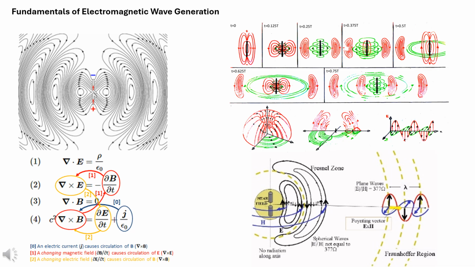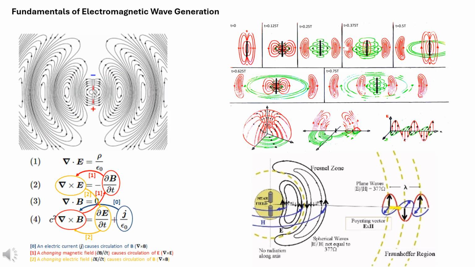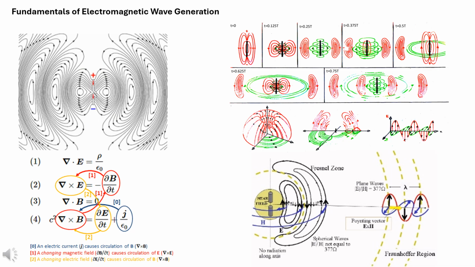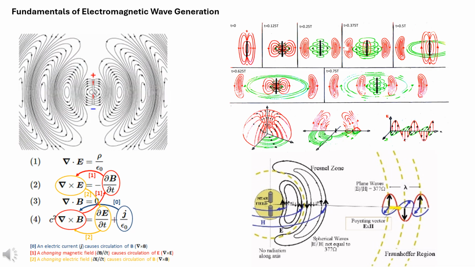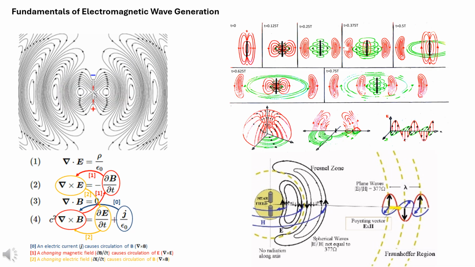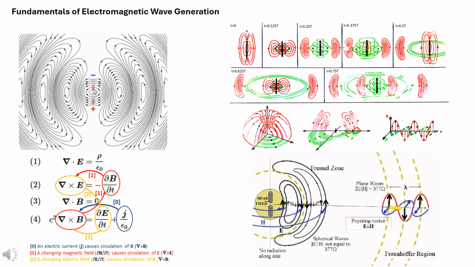Time equals 0.75 to time equals T. By the time we reach time equals T, the fields have transitioned into a well-defined traveling electromagnetic wave, moving away from the source. This is characteristic of the Fraunhofer region, far field, where the wavefronts are planar and the fields are less complex, having evolved into a stable propagating wave.